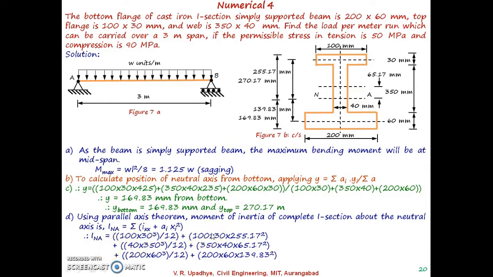So if we calculate this complete equation, then we get the moment of inertia of the complete I section about its own neutral axis as 636.16 into 10 to the power 6 millimeter to the power 4. Because all the dimensions are in millimeter, the moment of inertia will be in millimeter to the power 4. So now we can go further to discuss exactly what analysis we want to do.